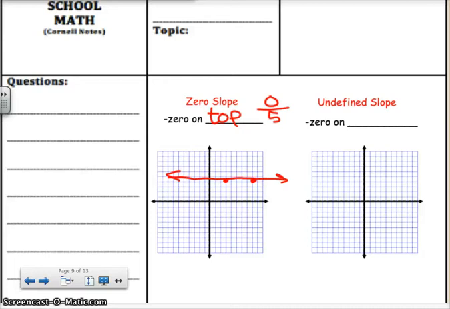Undefined, the 0 is on the bottom. So you would have something like 5 over 0. So it means go up, now let's just make a point, here's a point, go up 5 over 0. 1, 2, 3, 4, 5 over 0. I actually have a vertical line. Vertical line is undefined. I cannot climb or ski that.